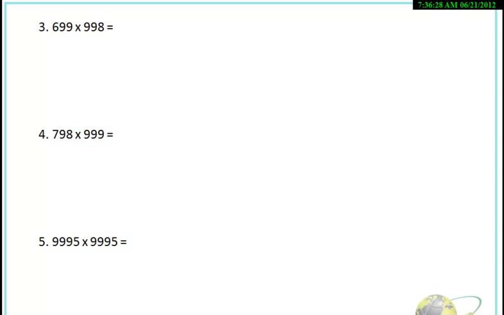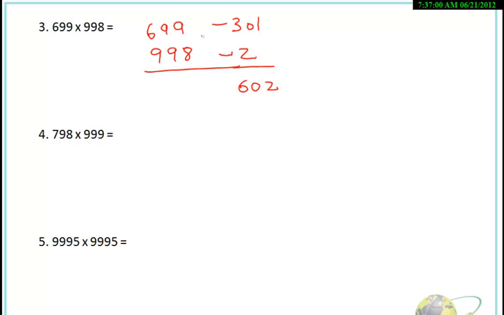Now let's take another example, 699 into 998. Okay, 699, that is 700 is 300 less than 1000, so 699 is 301 less than 1000, and 998 is minus 2. 301 into 2 will give us 602 and from this subtraction we'll be getting 697. 699 minus 2, we will get 697.